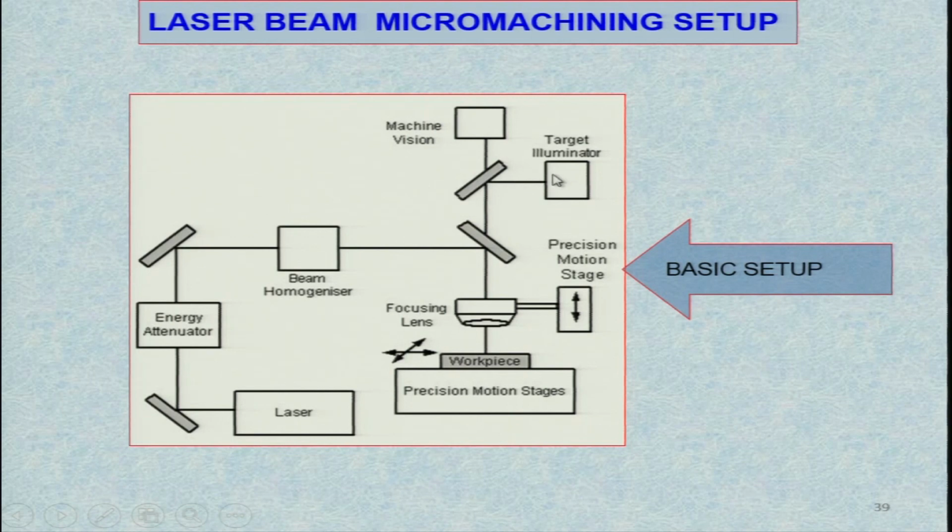Now, you can see here there is target illuminator, machine vision, and then reflector is there, and here with the help of precision machining stage you can move this particular laser beam in x and y direction on the workpiece, so that you can exactly locate where the laser should machine the workpiece surface. So, this is a very interesting setup.